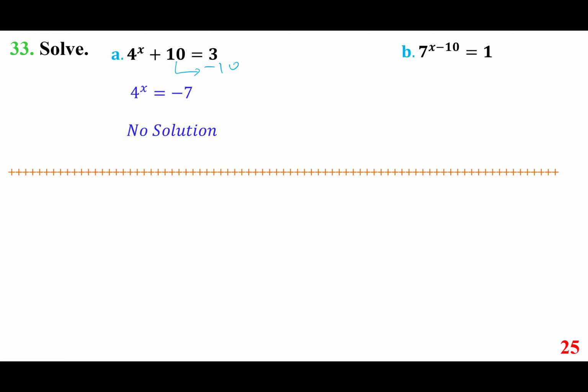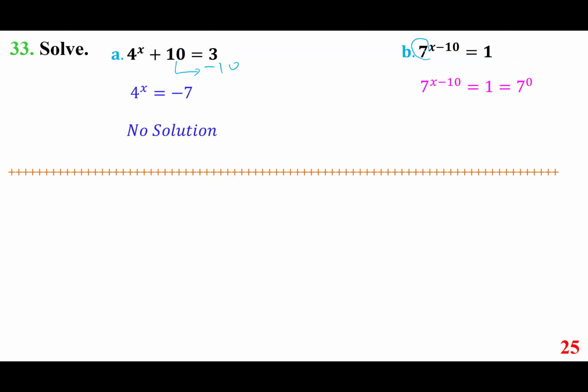What about part B? Notice the right side is 1, and the left side is 7 to some power. So the right side can be 2 to the power of 0, 5 to the power of 0, 10 to the power of 0. But we choose it to be 7 to the power of 0. Why 7? Because the left side has base 7. But if you said 1 is equal to 5 to the power of 0, it's not incorrect. It just doesn't help us.